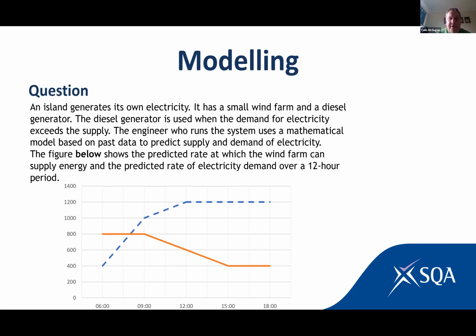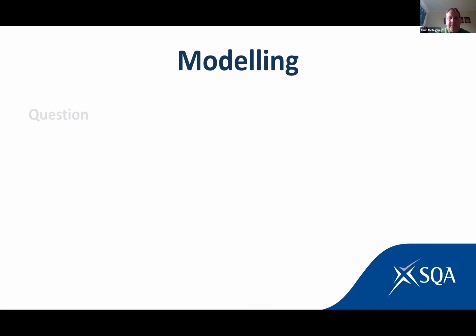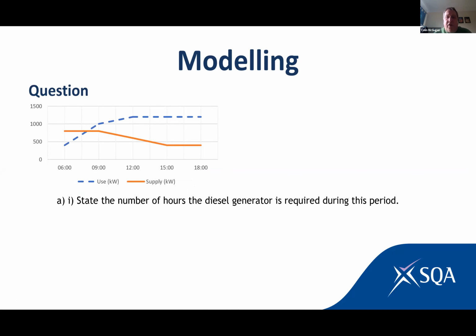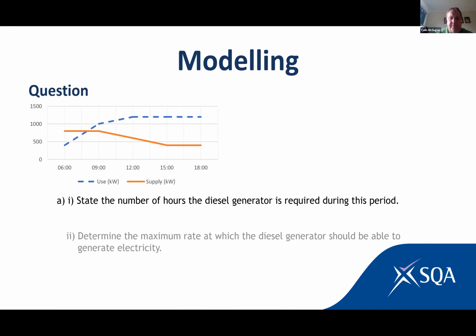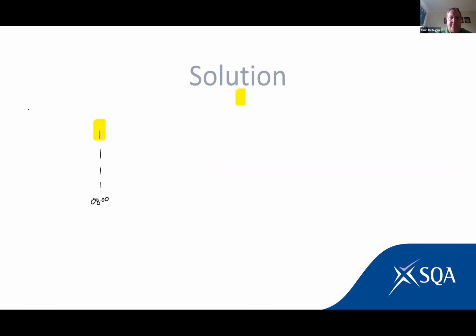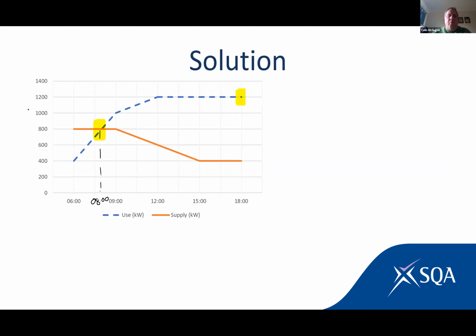So we've got the graph there. To answer it, the question actually is, state the number of hours the diesel generator is required during this period. Then the next part is determine the maximum rate at which the diesel generator should be able to generate electricity. So we've got our graph there.